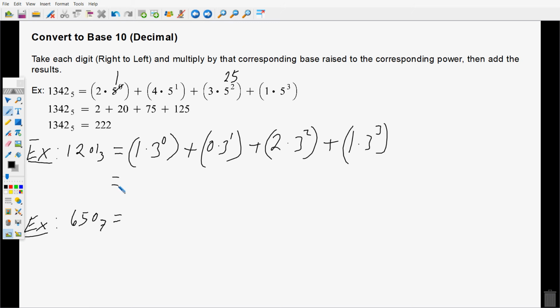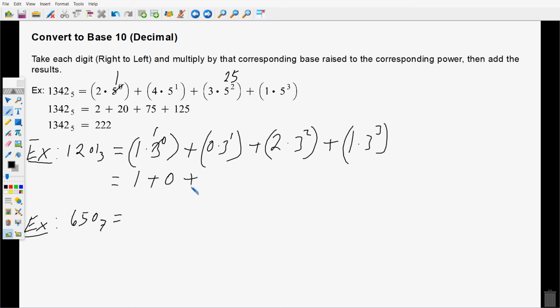So figure out which each group gives you. The first group, anything to the 0 power is 1, so I technically have 1 times 1 is 1. 0 times anything is always 0.